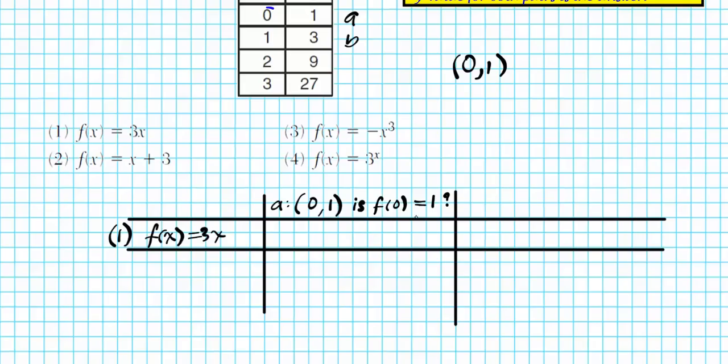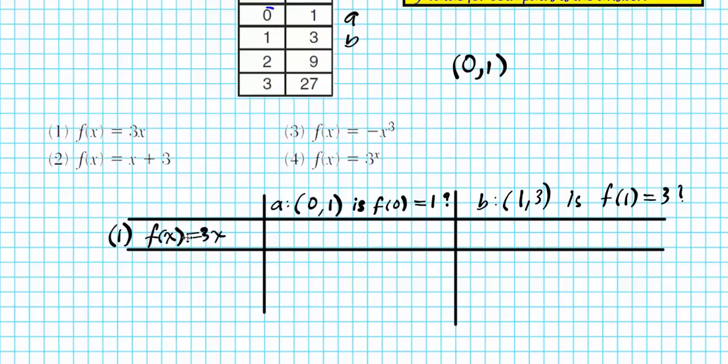If the answer is yes in this column, then I'll proceed to my next ordered pair, which is 1, comma 3. And the question I'll be asking here is, f of the input 1 equals 3 using the function? The one that has a check for both columns will be the correct answer. Hopefully we have only 1. If we have more than 1, then we have to pick another pair to break the tie.